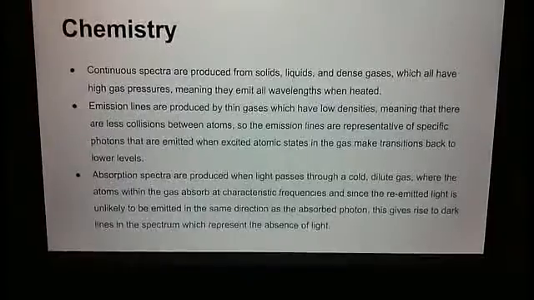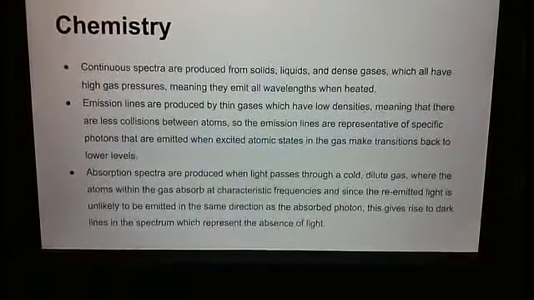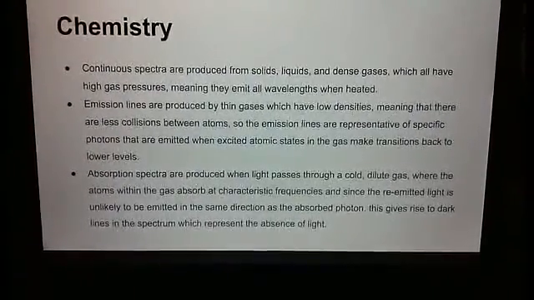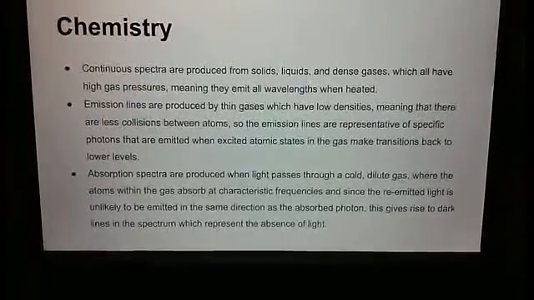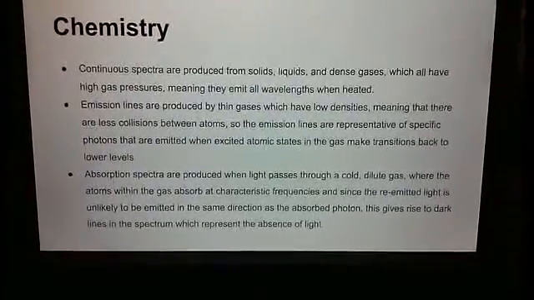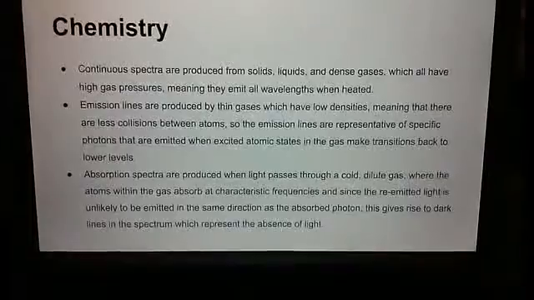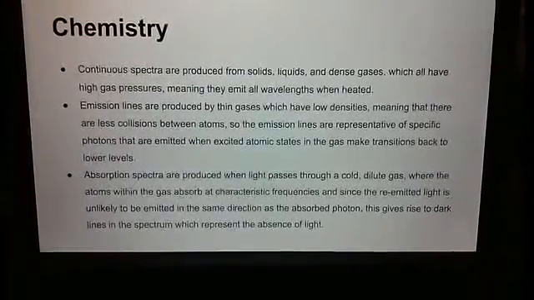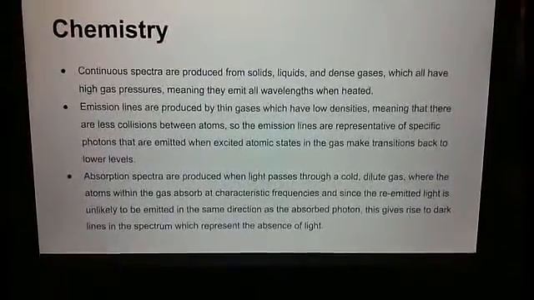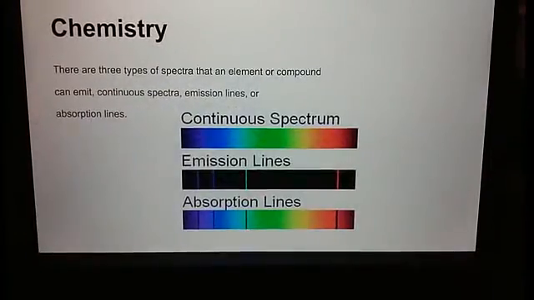Next are absorption spectra, which are produced when light passes through a cold dilute gas, where the atoms within the gas absorb at characteristic frequencies, and since the re-emitted light is unlikely to be emitted in the same direction as the absorbed photon, this gives rise to dark lines in the spectrum which represent the absence of light, which you can see on the graph.